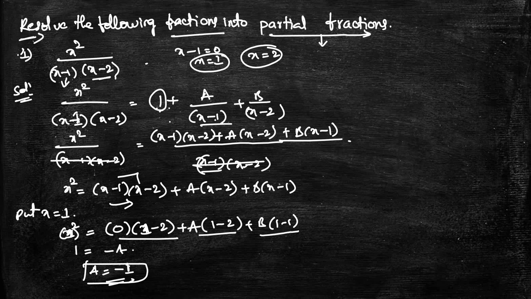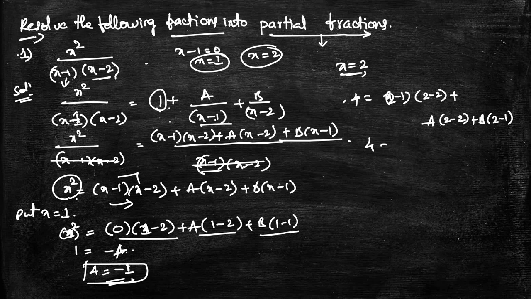Now I will find the other value, b. So I will put x is equal to 2 in this one. We get 2 square is equal to 4 here, and here x minus 1 into x minus 2 becomes 2 minus 1 into 2 minus 2, plus a into 2 minus 2 plus b into 2 minus 1 will come here. So 4 is equal to, this becomes total 0 because 2 minus 2 is 0, and 0 into something is 0. So b into 1, so b is equal to 4.